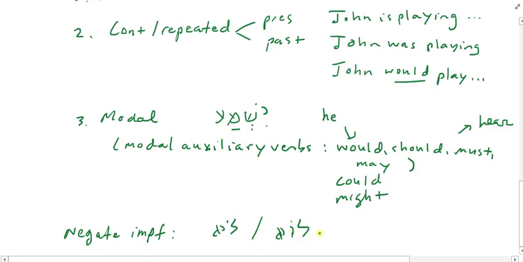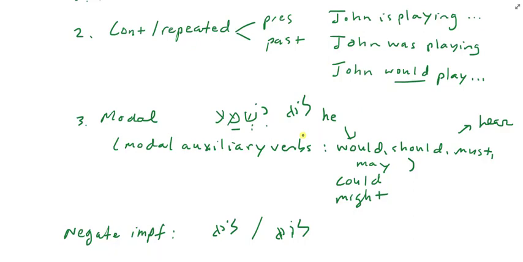Okay? So how would I translate this? That's a loaded question because any of these modal auxiliaries could work. It would be lo yishma is he would not hear, or he should not hear, or he must not hear. Okay? So that's how I would negate an imperfect. Just put the lo in front of it.